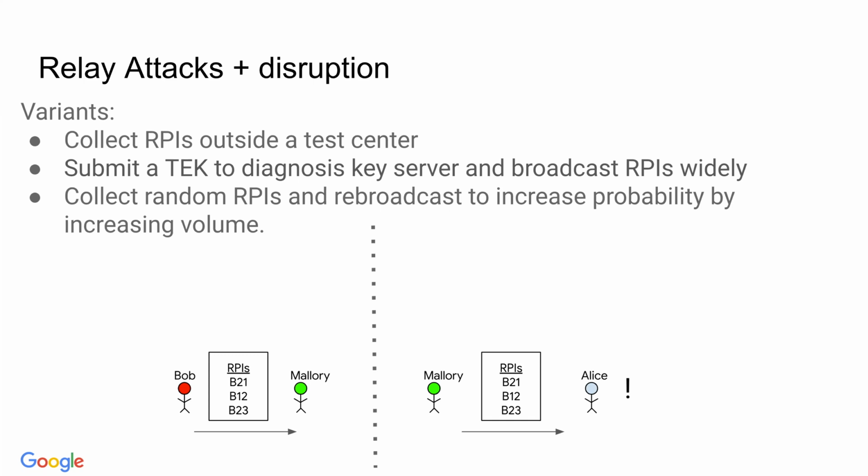And they could get hold of those RPIs in several ways, including standing outside a test center and sniffing Bluetooth RPIs, or submitting their own TEK if they can get hold of a one-time password.